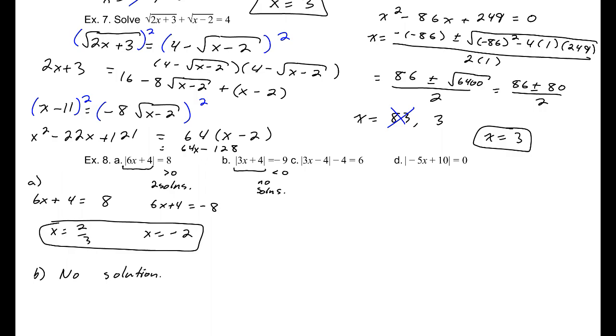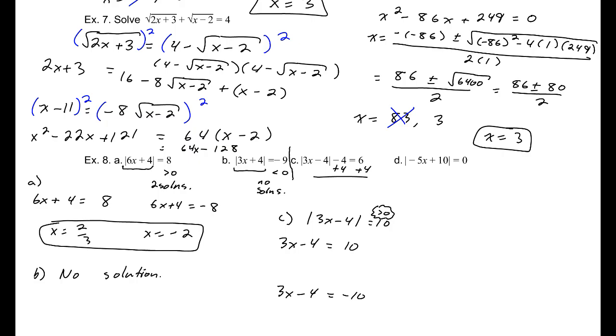All right, part C. Absolute value of 3x minus 4, quantity, minus 4 equals 6. Well, first we need to get our absolute value alone, so 3x minus 4. I'm going to add 4 to both sides, so equals 10. Well, in that case, this is greater than 0. 10 is greater than 0. So we have two solutions, where 3x minus 4 equals 10, and where 3x minus 4 equals negative 10.